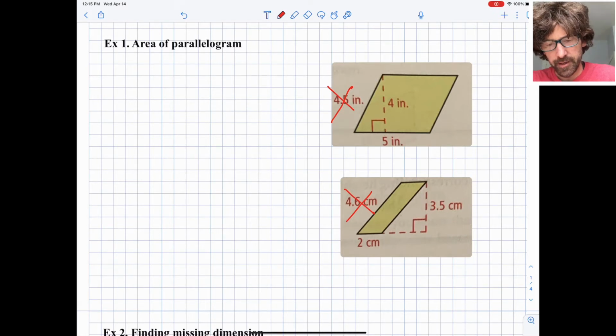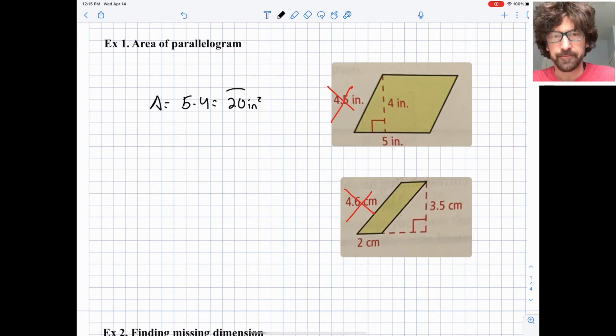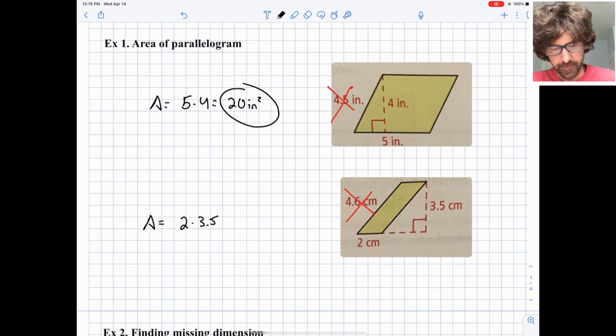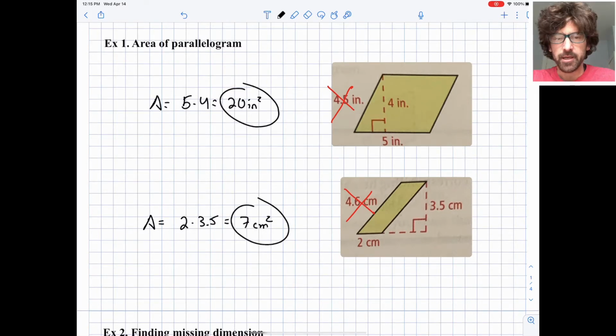So for the area of this top parallelogram, area is simply going to be the base of 5 times the height of 4, which is 20 inches squared, or 20 square inches. And for the bottom parallelogram, area is going to be the base of 2 times the height of 3.5, and that's going to be 7 square centimeters. Okay, so again, just a reminder that the height can fall outside of the actual shape.